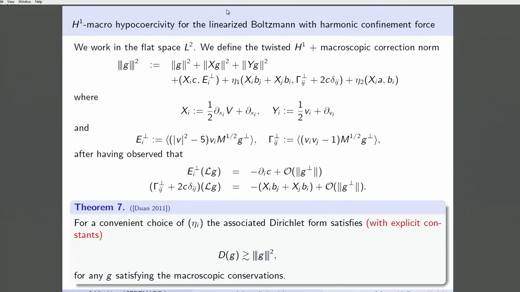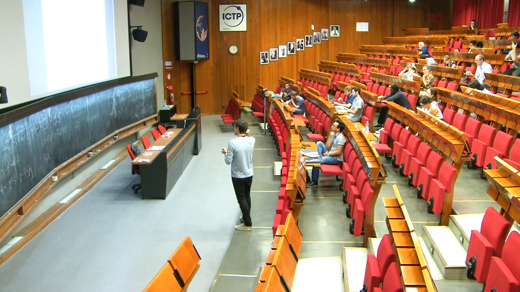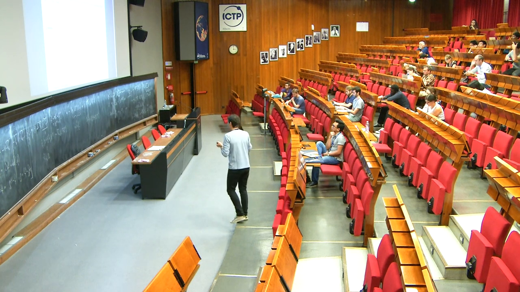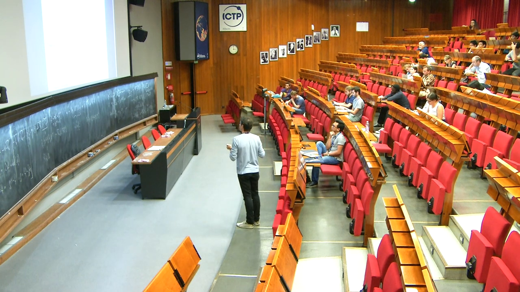The idea is to put something here and here, so that when you look at this term, you get information on the macroscopic quantity you want to control. So A, C, and B. You also have an estimate from below, a hypocoercivity estimate.